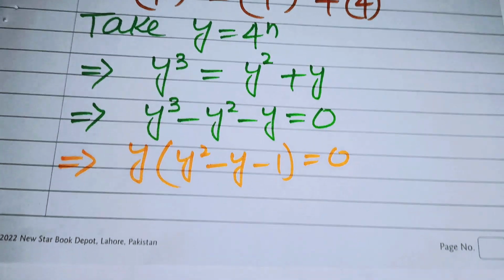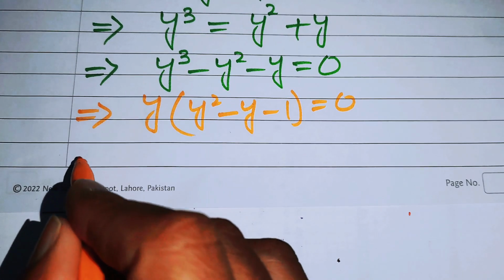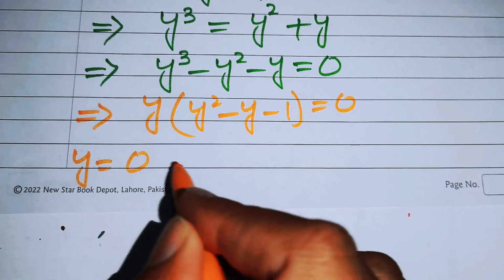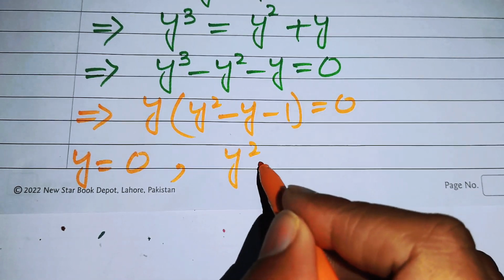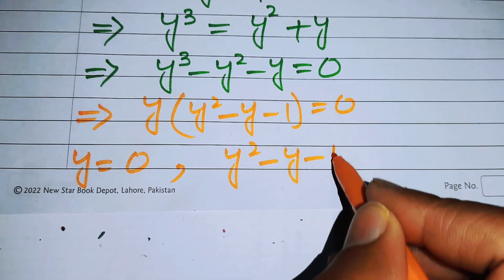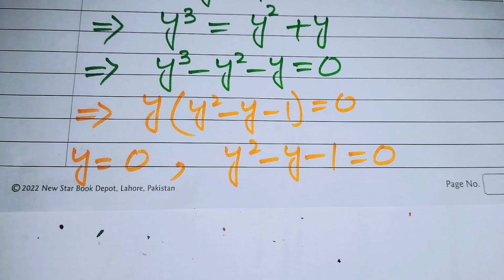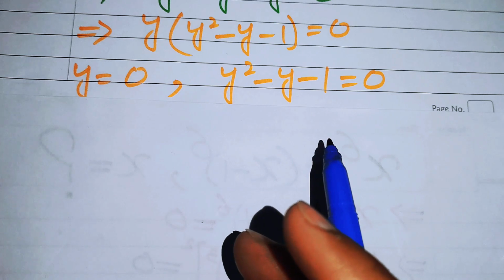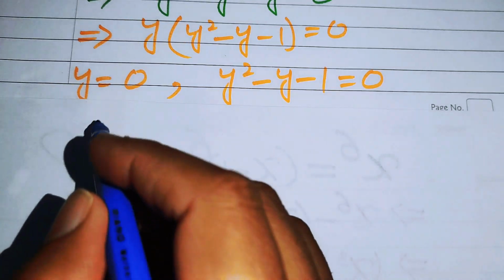And here we have two cases. Our first case is we take y equals 0, and the second case is we take y squared minus y minus 1 equals 0. Now we solve these two cases. So first we discuss case number 1.